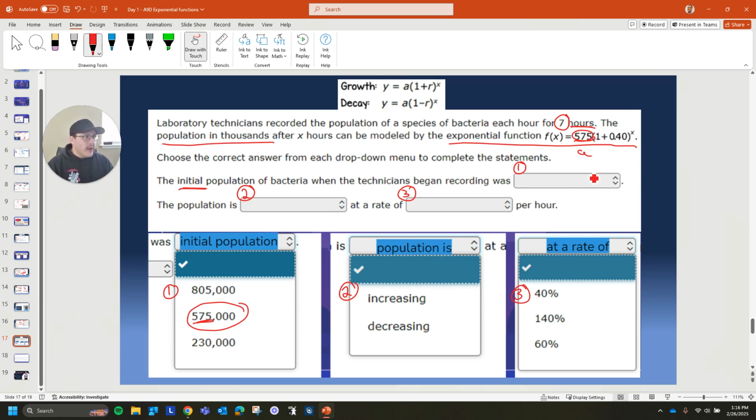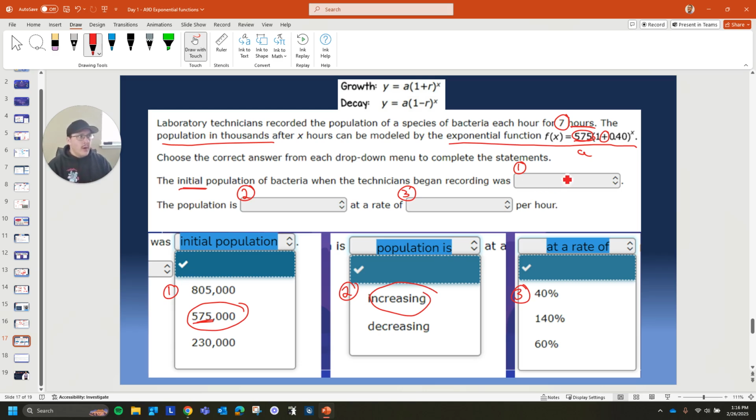Now, look at the inside. For increase or decrease, which one is the population? Well, look at the inside. We have 1 plus something. Okay, 1 plus 0.40. If it's a number bigger than 1, like 1.4, we will know that this is increasing. The population is increasing.